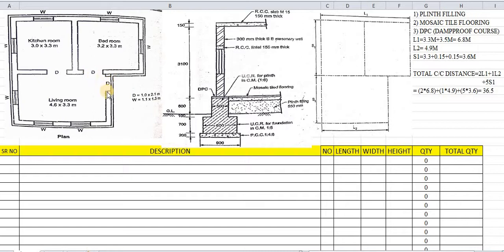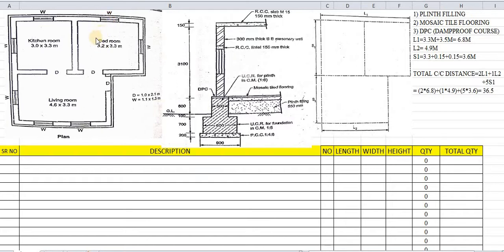This is the length of the opening for the door, this door or this door. What about the height of the opening? Height of opening is 2.1. Same way in the case of window, it has been mentioned as 1.1 by 1.3. That means 1.1 is the lengthwise opening, and what is the heightwise opening?